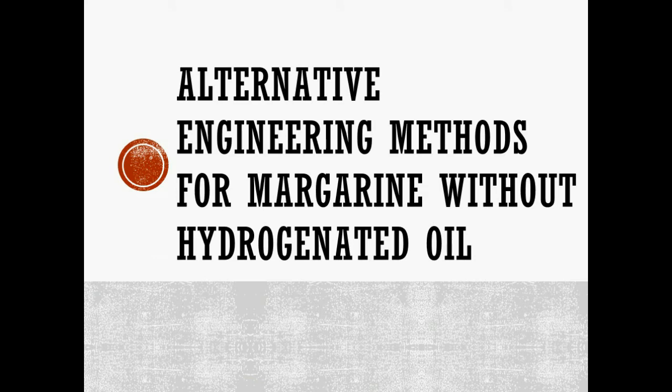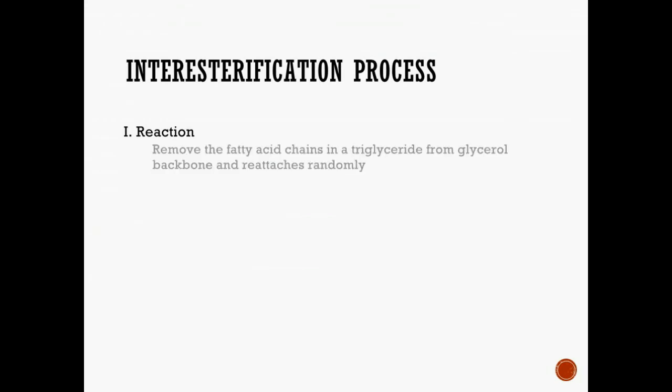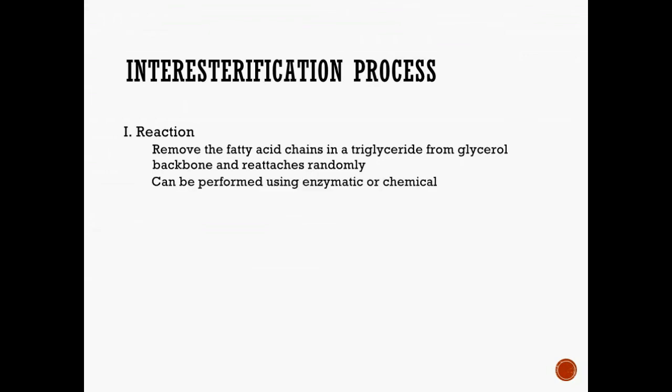In this topic, I will talk about the interesterification process. For interesterification, the process is to remove fatty acid chains in triglyceride from the glycerol backbone and reattach them randomly. It can be performed using either enzymatic or chemical interesterification.